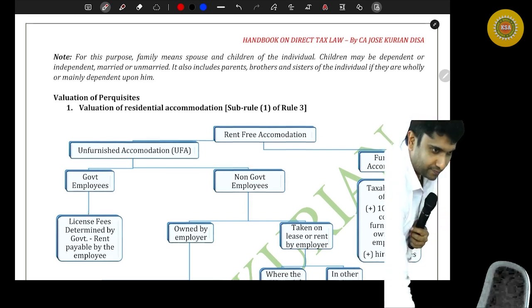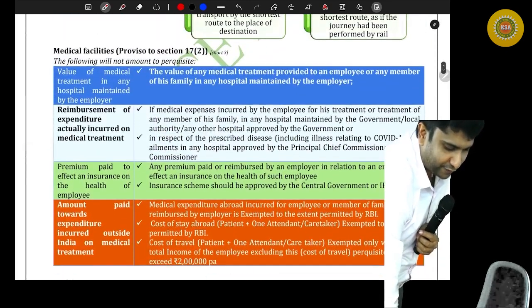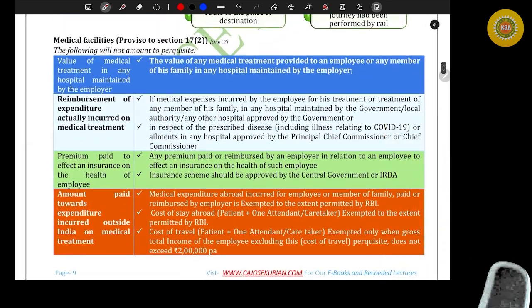Let's come back to the point, friends. The first point we said is the value of any medical treatment provided to an employee or any member of his family in any hospital maintained by the employer. Now, can you read the second point? Reimbursement of expenditure actually incurred on medical treatment. These are not taxable. Apart from this, whatever other medical treatment expenditure is incurred or reimbursed by the employer shall be fully taxable.